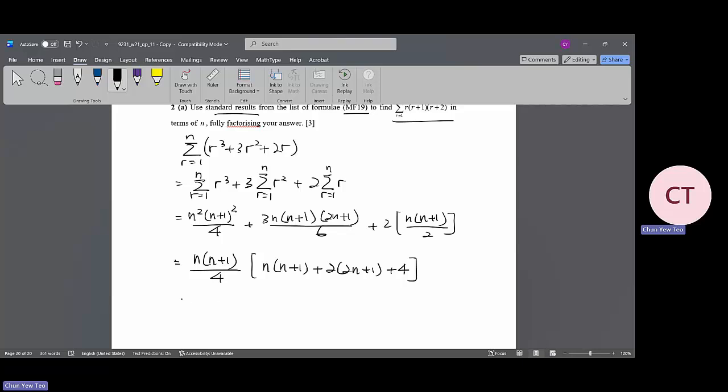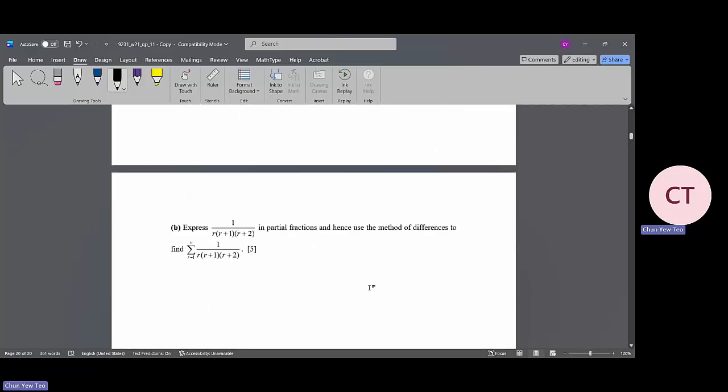So this is what you're supposed to get. Expand, simplify, then you will get the answer. This will give you n squared plus 4n plus 5n plus 6. Then we can still factorize it because they want a fully factorized form. So we have n plus 2 and n plus 3. Done. So this will be the answer for 2A. Now we move on to question 2B.